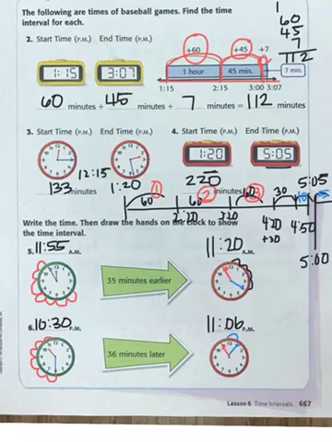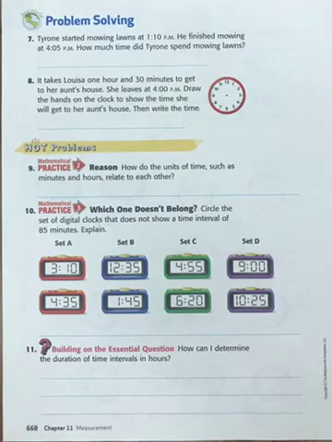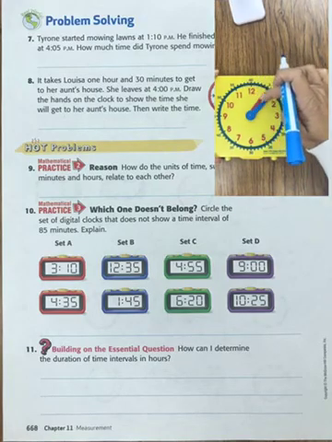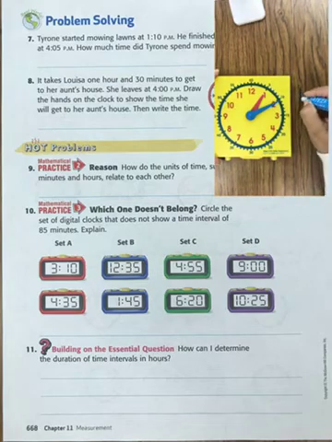Okay, let's turn the page to 668. Let's look at number 7 together. Tyrone started mowing lawns at 1:10 p.m. He finished mowing lawns at 4:05 p.m. How much time did Tyrone spend mowing lawns? Okay, let's take a look at this one on the clock. Tyrone started mowing lawns at 1:10. I'm going to move that to 1:10. I'm going to write that right there.